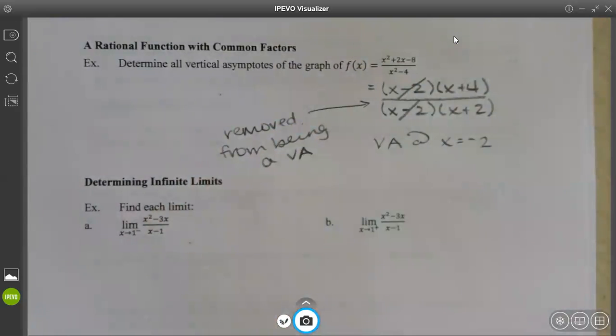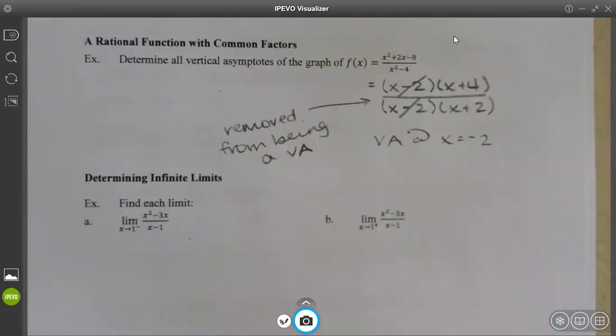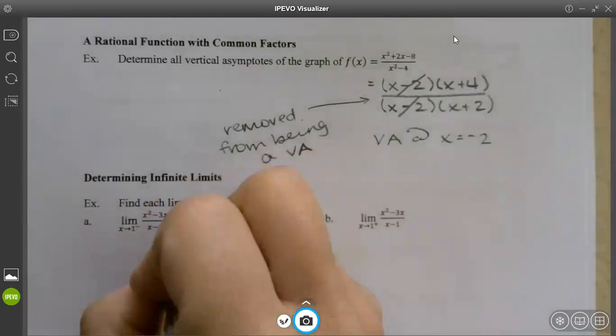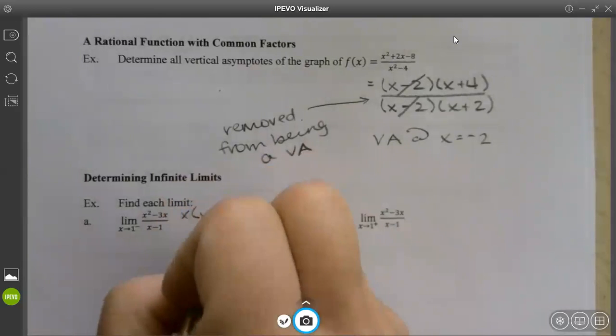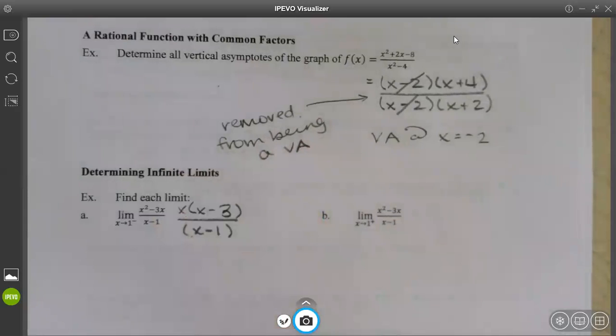All right, look at your next example. Find each limit. And again, it's setting it bound from left to right, not just one. So what do I have to do first for this? What should I try to do first? Factor. If you can see that it's not going to do anything, like this one is not going to do anything, then you don't necessarily have to factor, but I would do it just in case.